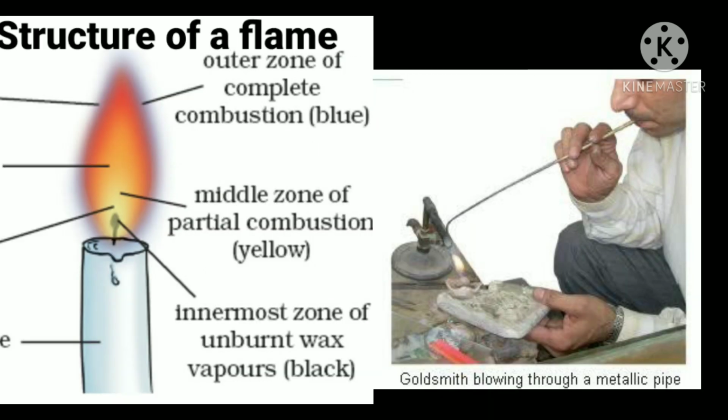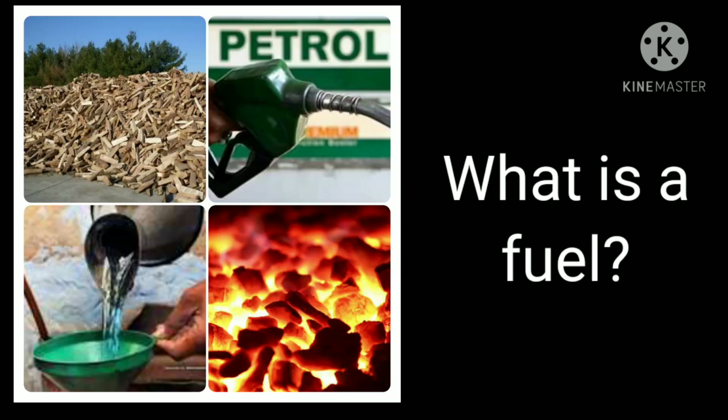Now you might have seen that goldsmiths blow the outermost zone of a flame with a metallic blowpipe for melting gold and silver. Why do they use the outermost zone of the flame? Yes, the outermost zone is of complete combustion and it is the hottest part of the flame. That is why they use the outermost zone of a flame for melting gold and silver.